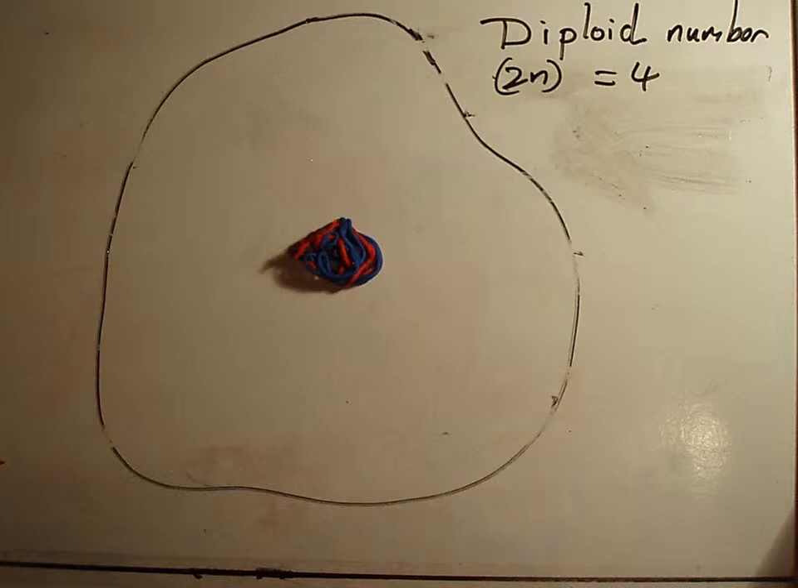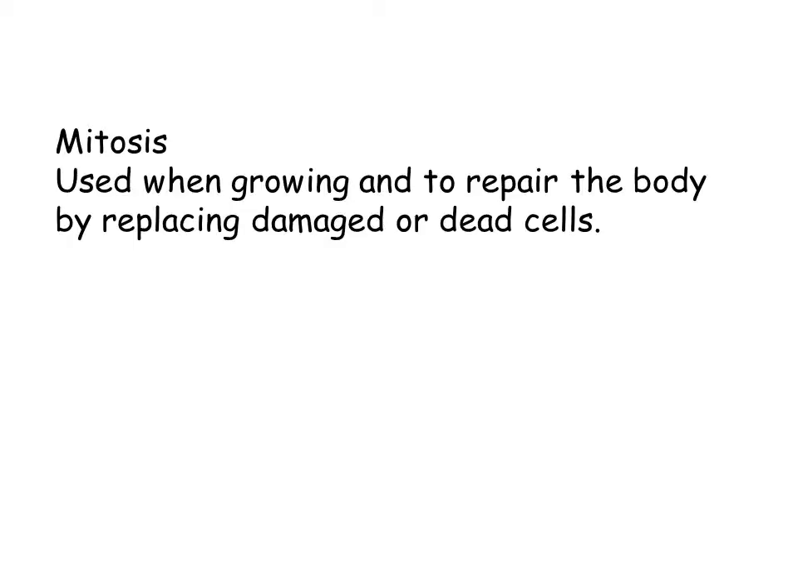Now, for the vast majority of the cell's life, the DNA won't be in chromosomes. It'll just be coiled up in the middle in the nucleus. Okay, we're going to look at the first type of cell division. We're going to look at mitosis. Mitosis is used when the body needs to grow and to repair the body by replacing damaged or dead cells. It's also used for asexual reproduction by some organisms.